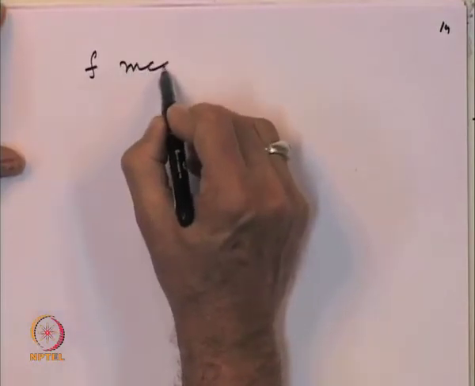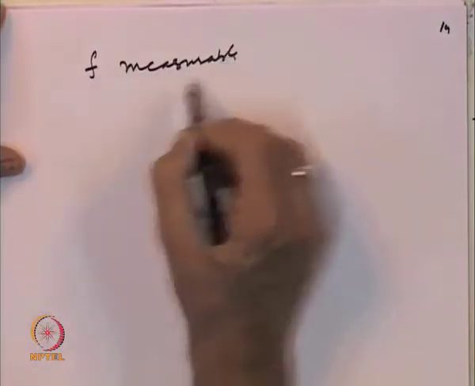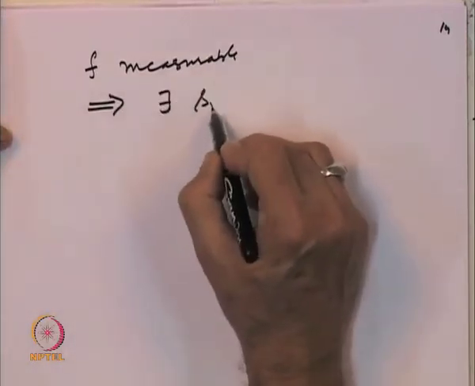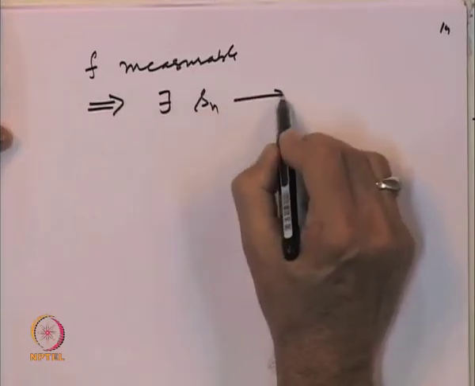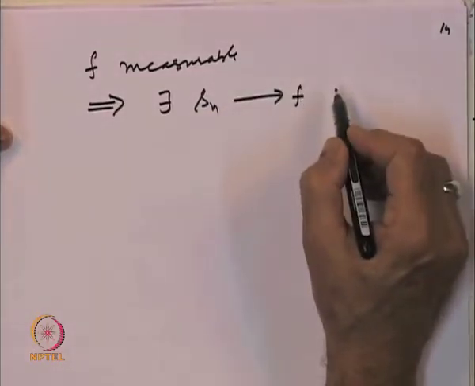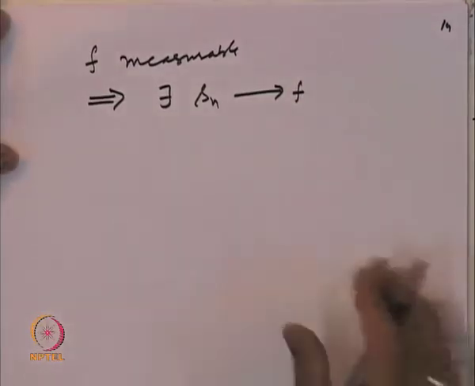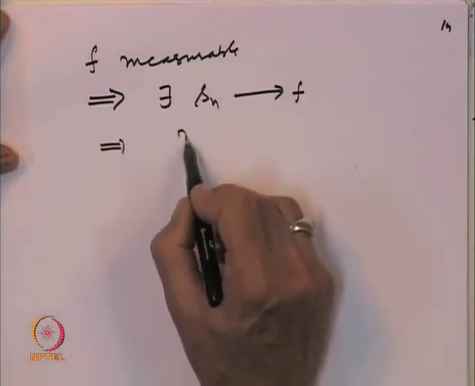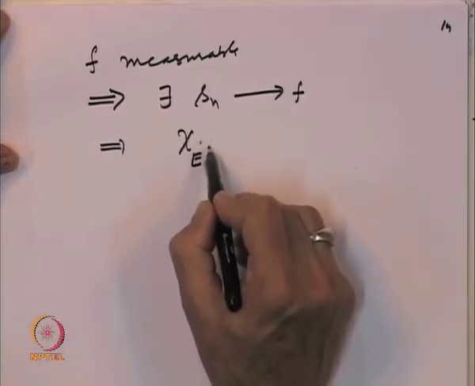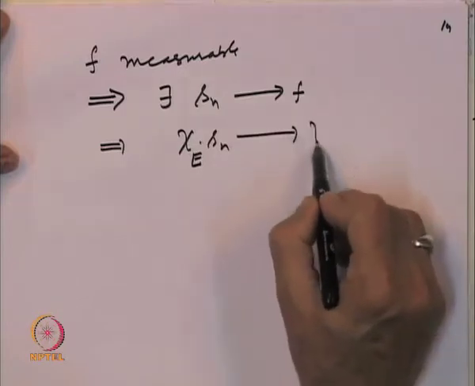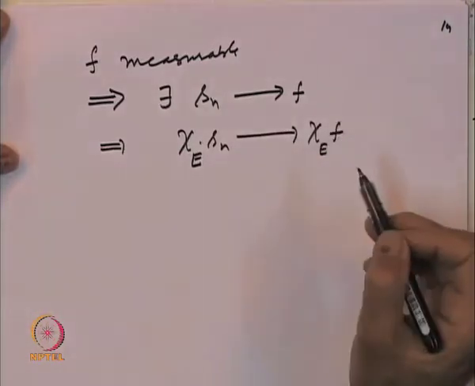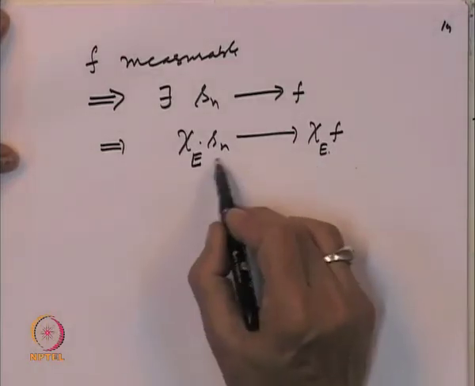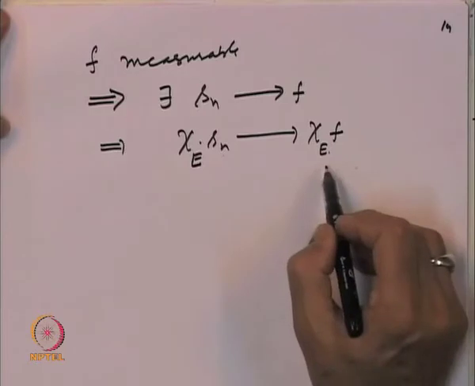f measurable implies that there exists a sequence of simple measurable functions converging to f at every point. But once that is true, if S n converges to f, then look at chi E times S n, that will converge to chi E times f, right, because this remains multiplying by a function. So, this converges by the simple properties of sequences.